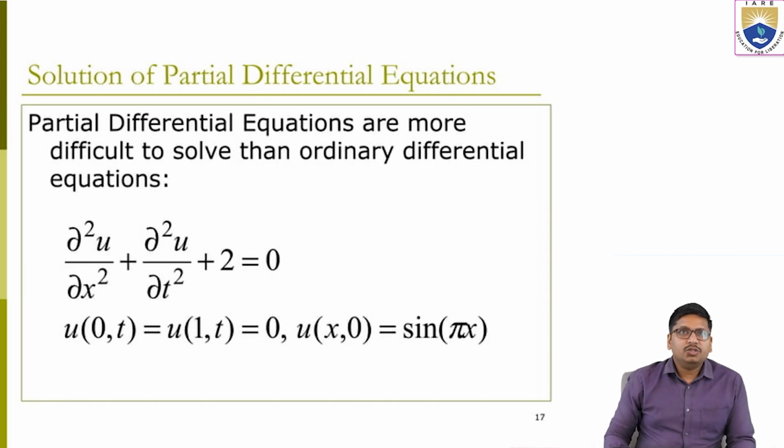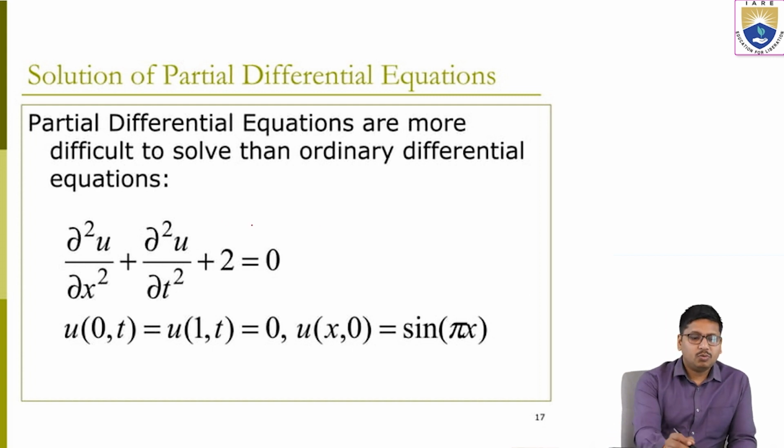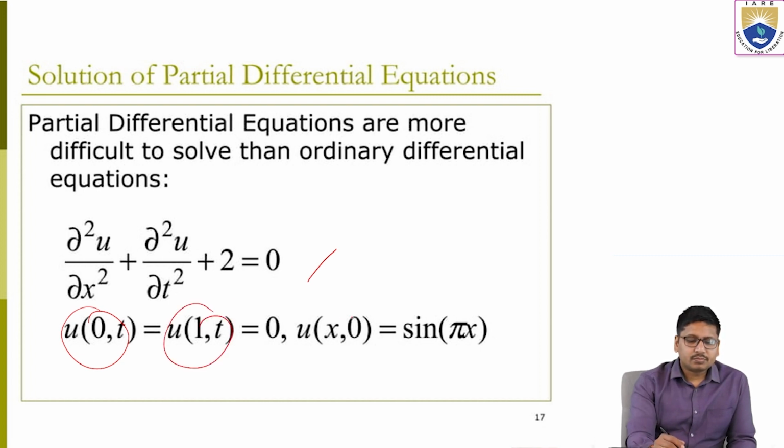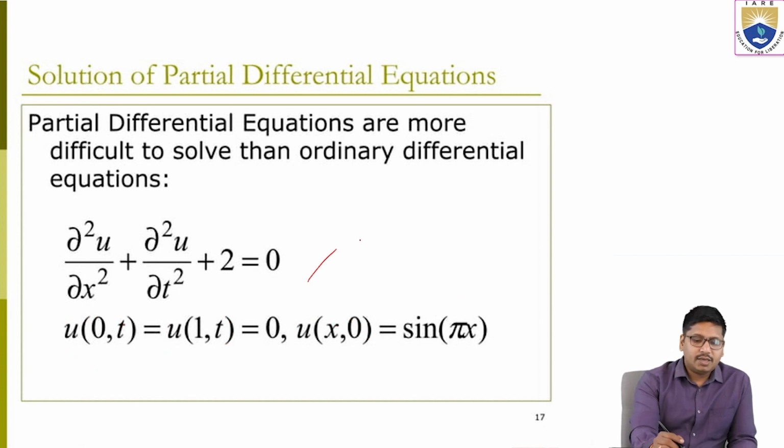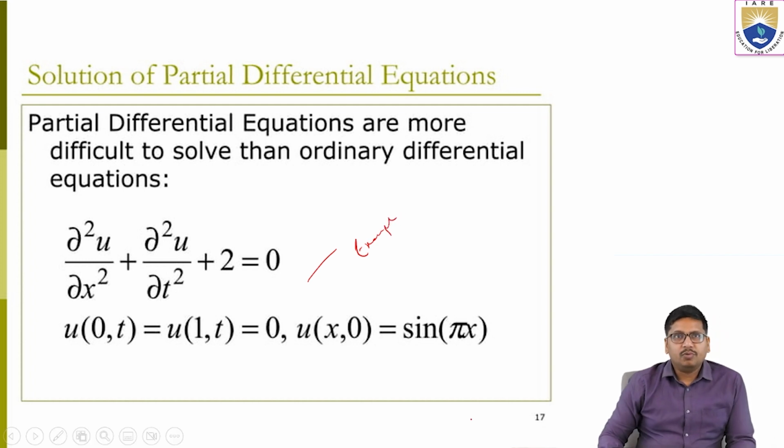And then next one, the solution for partial differential equations. Partial differential equations are more difficult to solve than ordinary differential equations. Here I'm going to have a partial differential equation of this form: dou square u by dou s square, and then dou square u by dou t square plus 2 equal to 0. And then u of 0 comma t and u of 1 comma t equals 0, and u of x comma 0 is equal to sine of pi x. So these are examples of partial differential equations, for solving the problem.